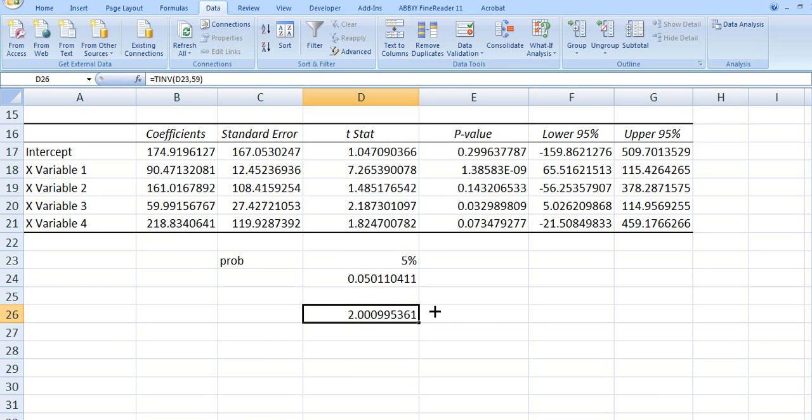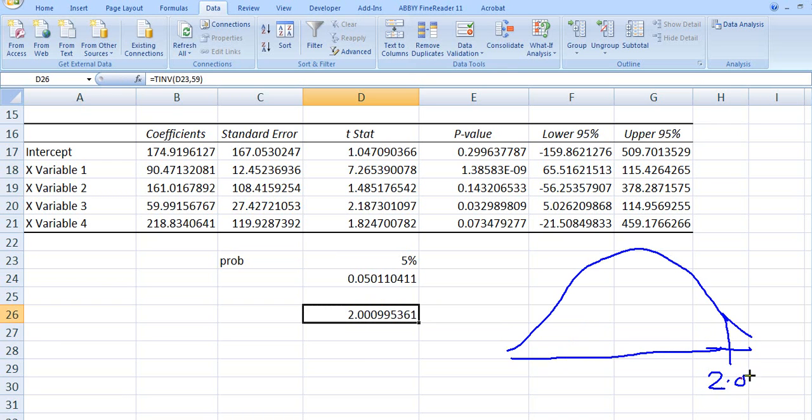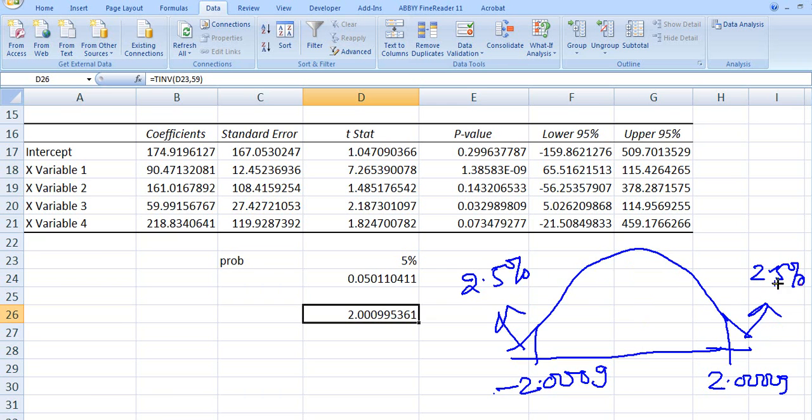So what you can say is, 2.00009 and minus 2.00009. It implies that this value plus this value is 5%, or I can say that this is 2.5% and this is 2.5%. Right, so that means this value is 2.5%.